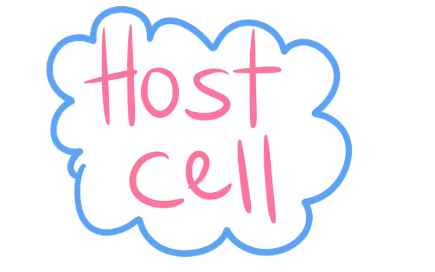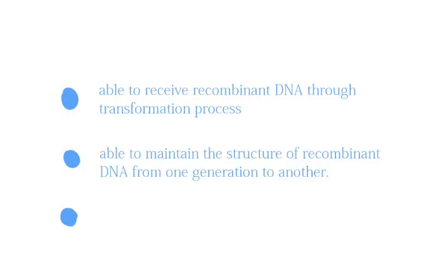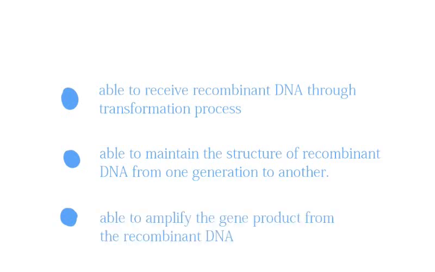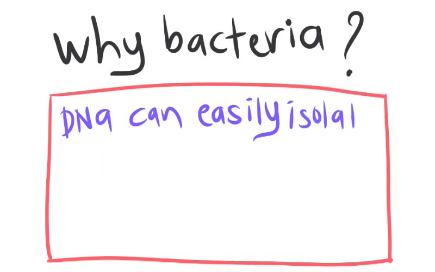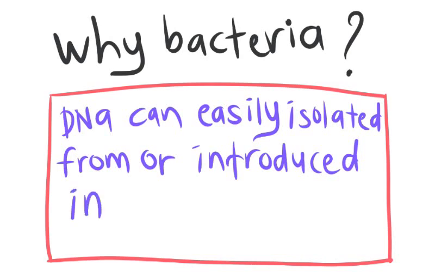Next, I will explain to you about host cell. A host cell is a cell that can receive a recombinant DNA and allows the replication of recombinant DNA. A host cell should be able to receive recombinant DNA through the transformation process. Next, it should be able to maintain the structure of recombinant DNA from one generation to another. And also, it should be able to amplify the gene product from the recombinant DNA. Usually, we will use bacteria because bacterial DNA can be easily isolated from or introduced into a bacterium.